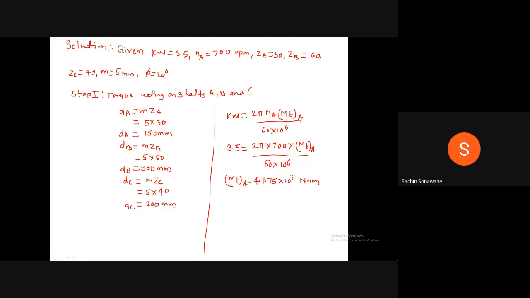Now, we have to calculate torque on gear B. Since gear B is the idle gear, I have already told you what the function of an idle gear is. Idle gear is used only to bridge the gap between two shafts, or driving gear and driven gear, and to achieve the desired direction of motion of the driven gear. For that only idle gear is used.